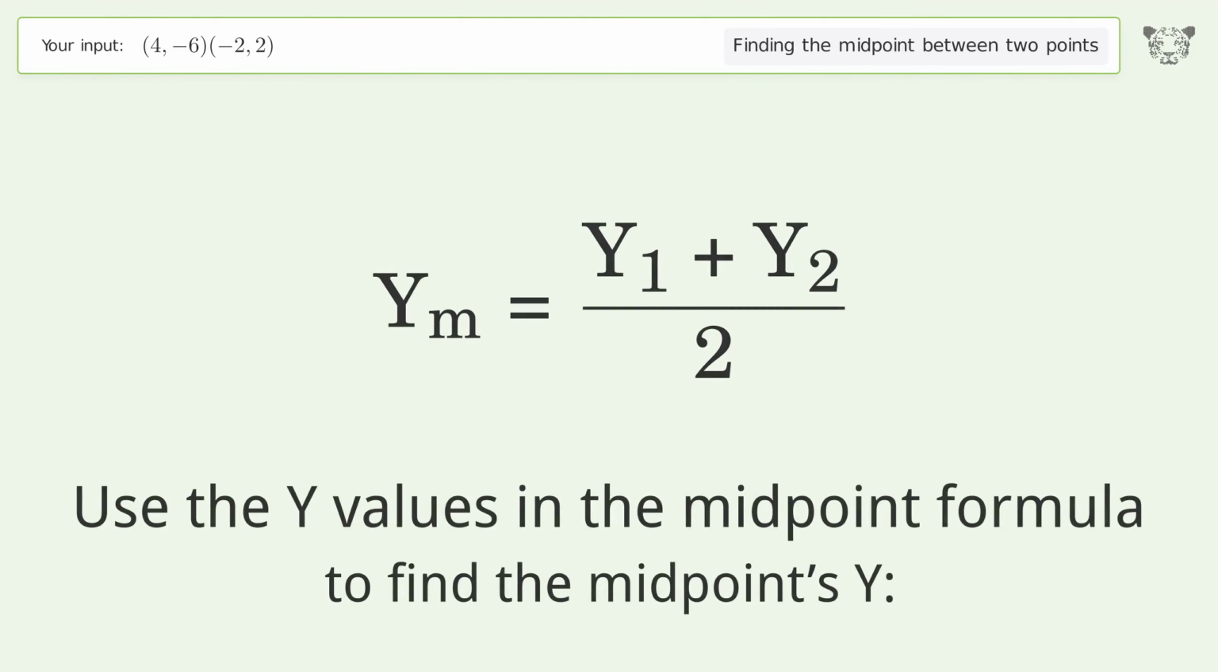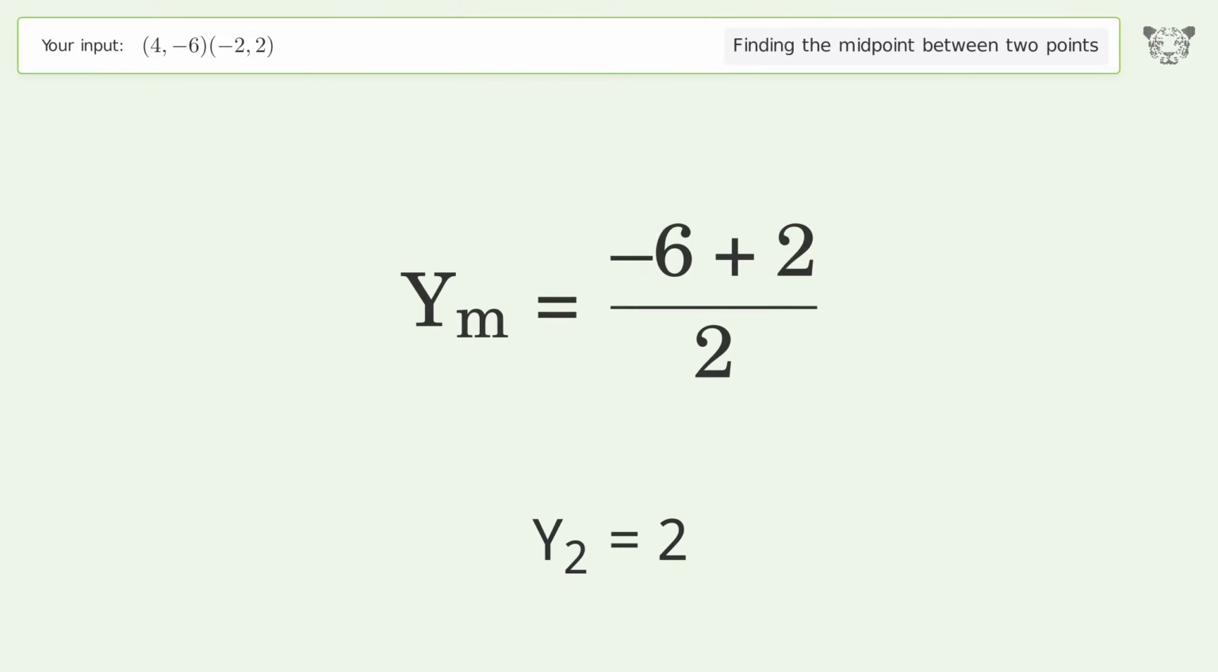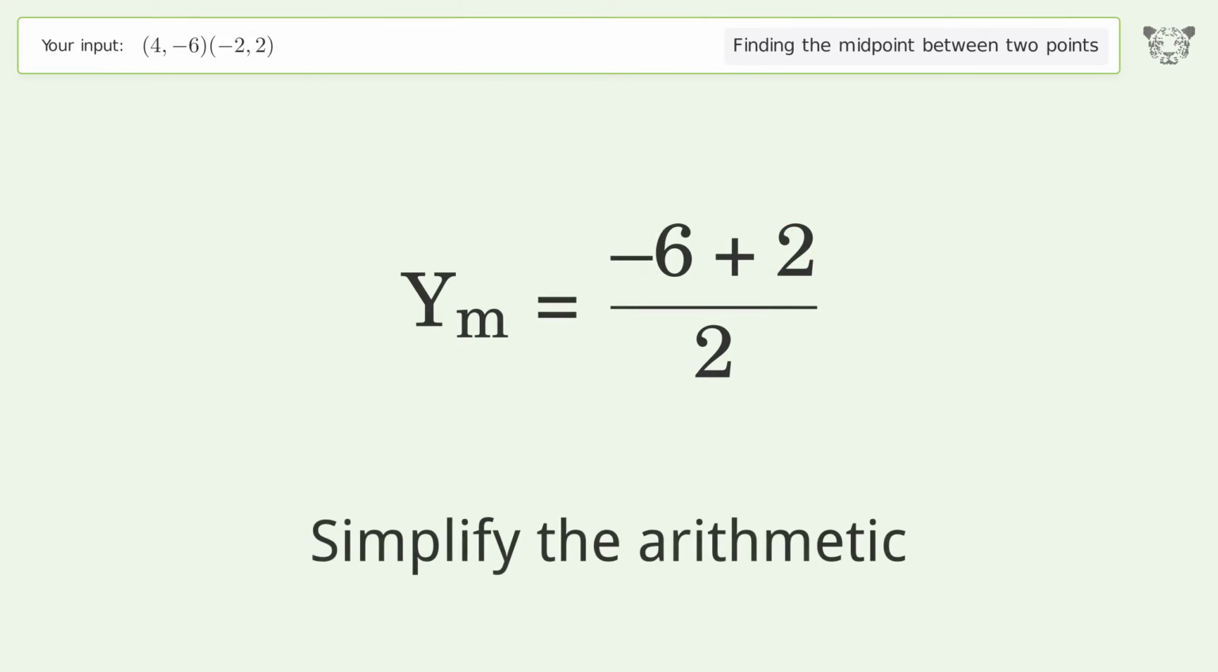Use the y values in the midpoint formula to find the midpoint's y. y1 equals -6. y2 equals 2. Simplify the arithmetic.